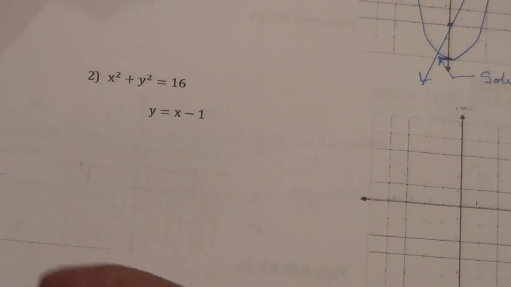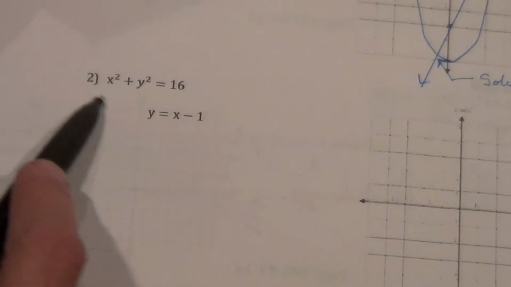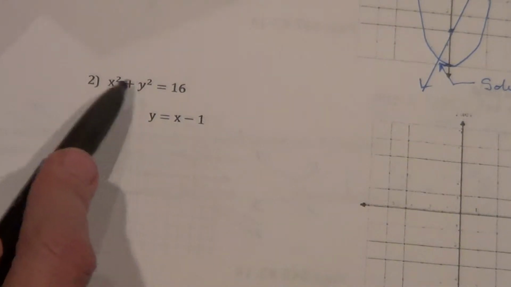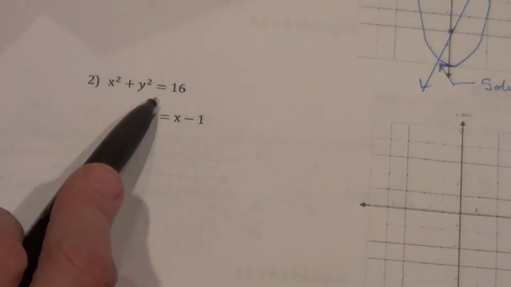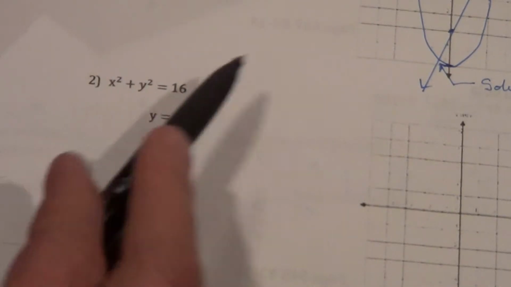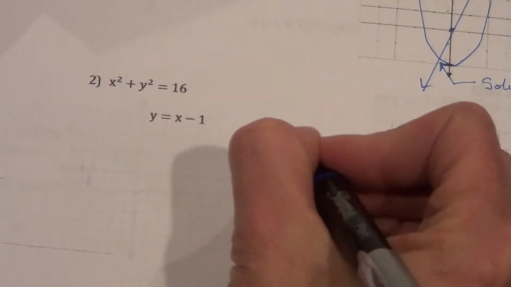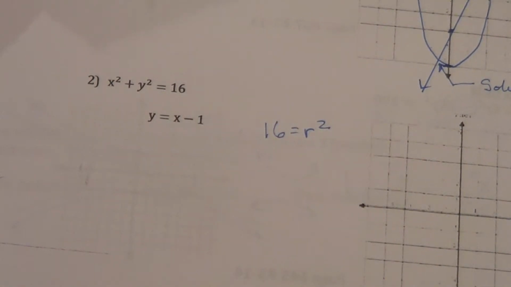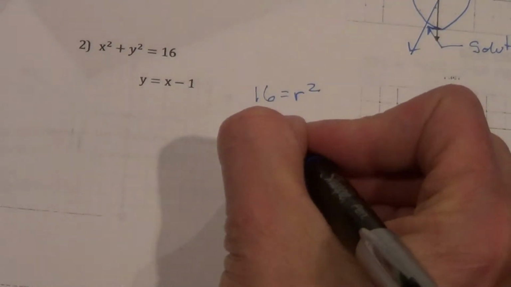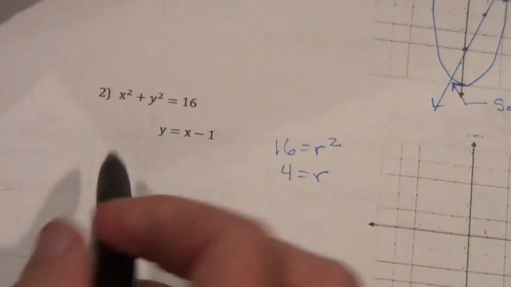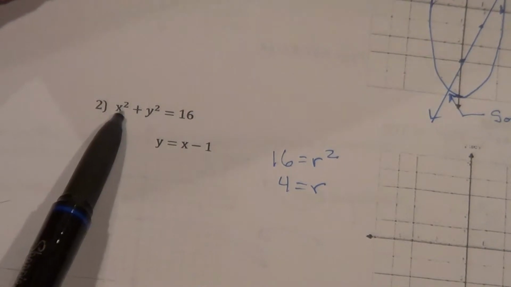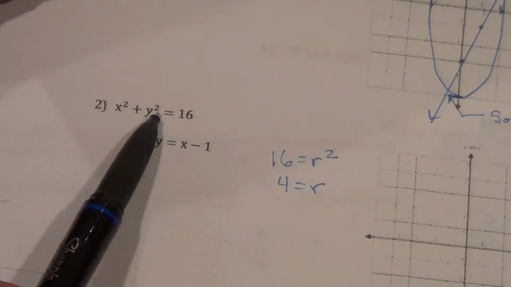The next problem, here we can see that it is a circle because there aren't any lopsided numbers with the x and the y. So we know that 16 is equal to the radius squared. Go back to the previous lesson if you've forgotten what the formula is for a circle. So that means that our radius is 4. We don't have a plus or minus with the x or the y, so we know that the center of our circle is at 0, 0.